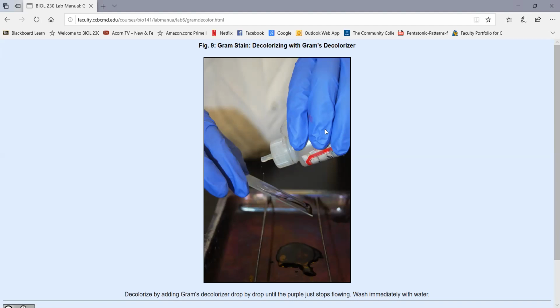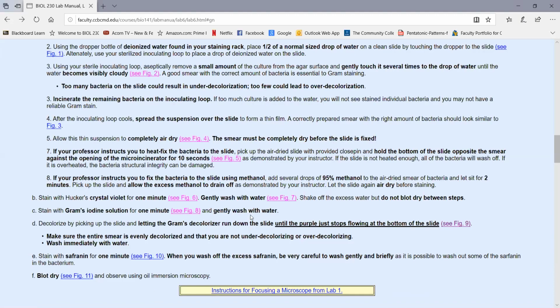You don't really have to squeeze the big bottles we have. Gravity will pull it out, but just keep going back and forth over the top and let it run down over the smear. But remember, you're watching the bottom of the slide, not the smear, the bottom of the slide. Very carefully. Keep going back and forth, watching the bottom carefully. And as soon as the liquid coming off the bottom looks clear or maybe even a very light blue, immediately stop decolorizing and immediately wash with water. So make sure your water bottle is nearby so that you can immediately wash it with water.